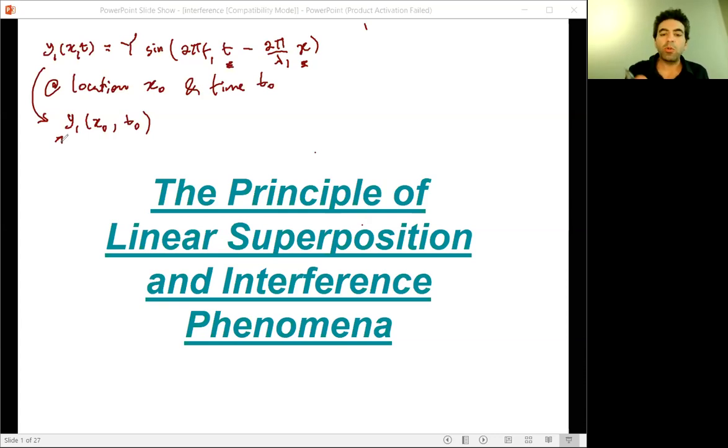Now suppose I don't just have one disturbance, but in fact two disturbances happening. The second disturbance, let's call it y2, is again described as a function of position and time, similar to the other description. At that particular location and time, I get y2 of x naught and t naught. So I have y1 and y2, and I want to find out what the overall disturbance is.